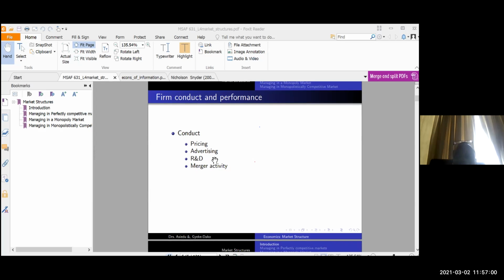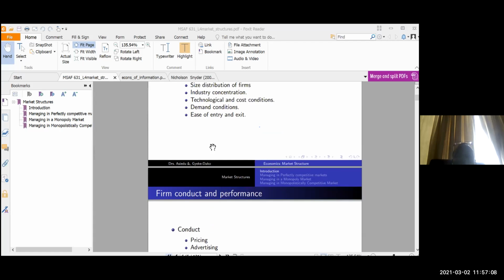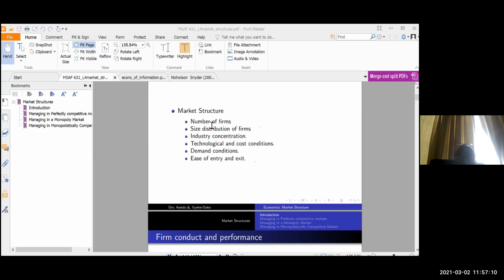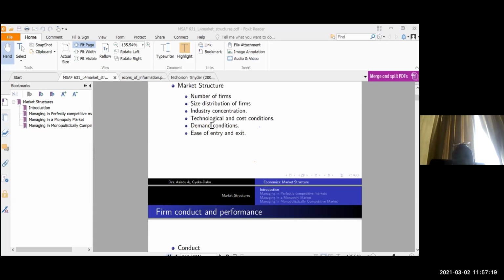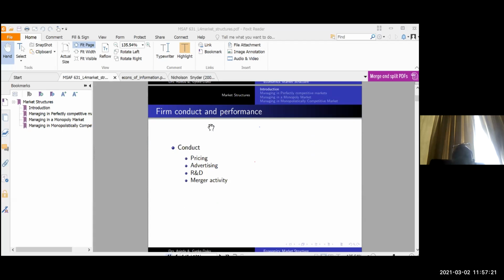All right, so advertising is a conduct. So pricing, advertising, research and development is very key also. All right, the structure of the market will tell you whether or not you should spend so much money on research and development. Okay, I know that you guys remember BlackBerry. Okay, they were behind the competition. They were not putting so much money into research.